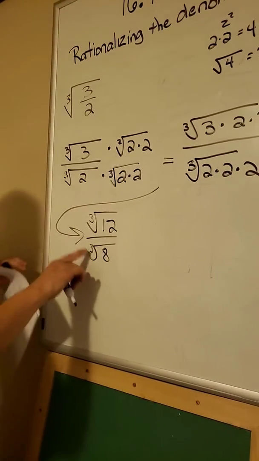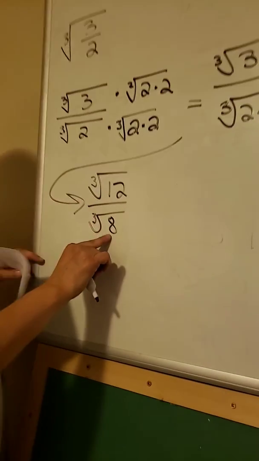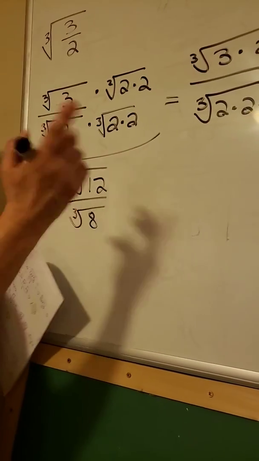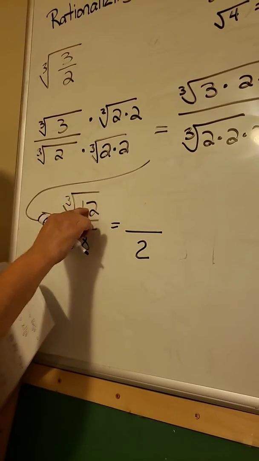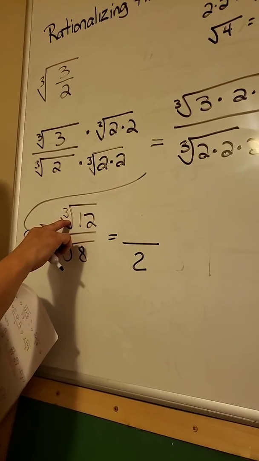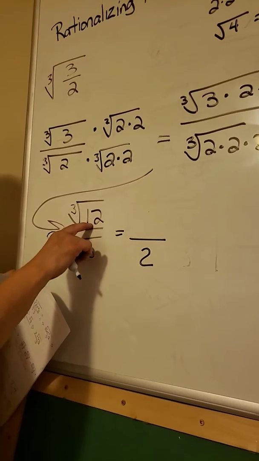So, we're looking at cubes, because these are 3's. Is 8 a perfect cube? Yeah, of what? We just talked about it. It's a perfect cube of 2. Is 12 a perfect cube? No. Is there a perfect cube in 12?